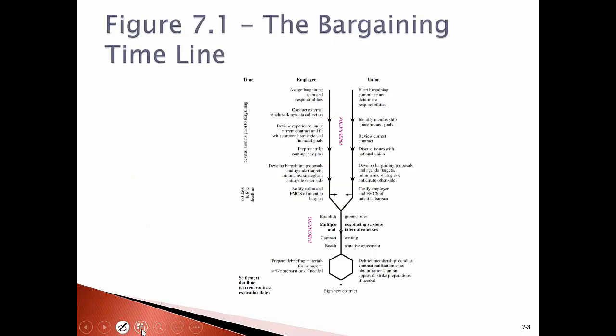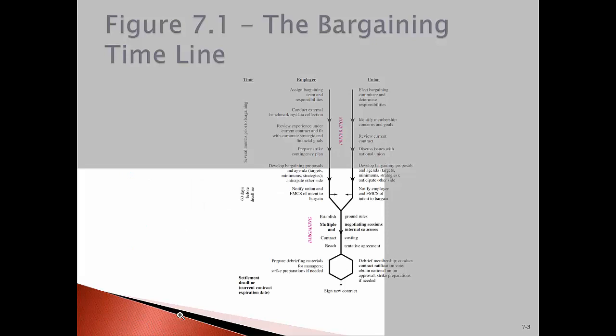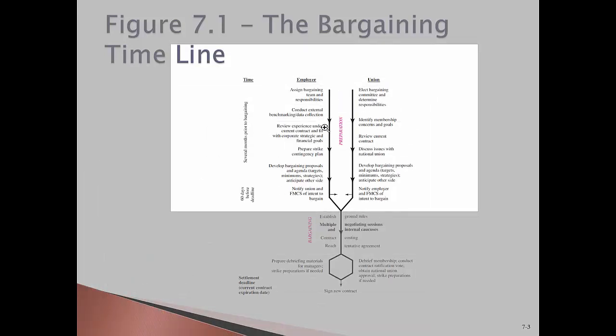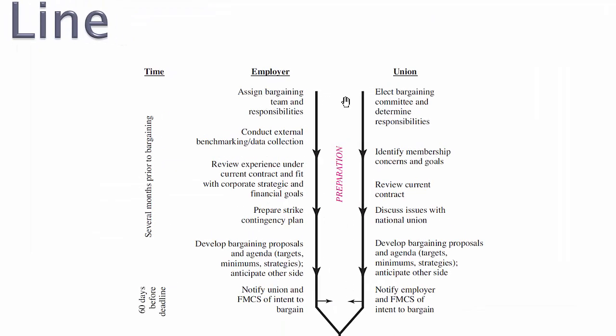So here we have the bargaining timeline as structured in our textbook, and I'm going to zoom in a little bit here. You'll see that on both sides, they're starting by choosing their team and beginning to do those reviews of the external benchmarks, collecting information, reviewing the current contract. The employer is going to be looking not only at what the current contract is, but what's the experience that the company has had under that current contract, and what is the current corporate strategy and financial goals.